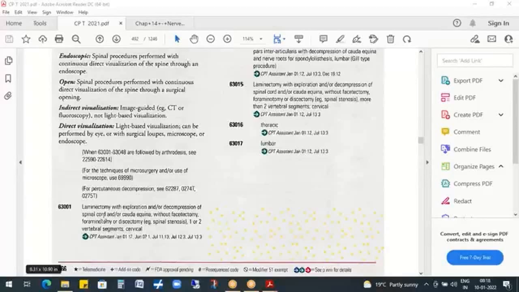See here. What is the procedure done by the physician? Laminectomy. What is the purpose? Spinal stenosis. How many segments are they removing? 1 or 2. On which location? Cervical. Okay. And are they performing facetectomy, foraminotomy? No. You can see the key terms, what I said on spine. All the key terms are in this code description. You can cross check. Here lamina is there, facet is there, foramen is there, segment, disc. Understood, everyone? You need to understand the code description so that you can answer easily.